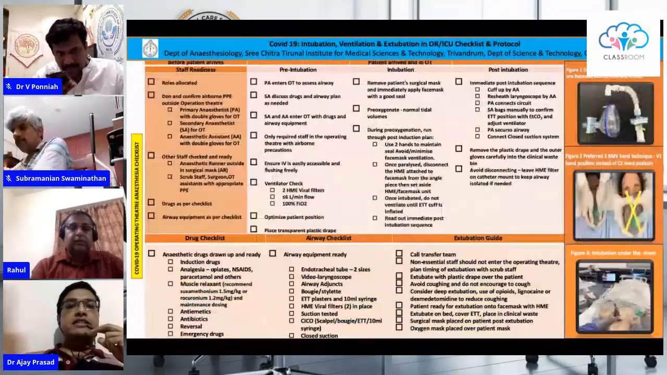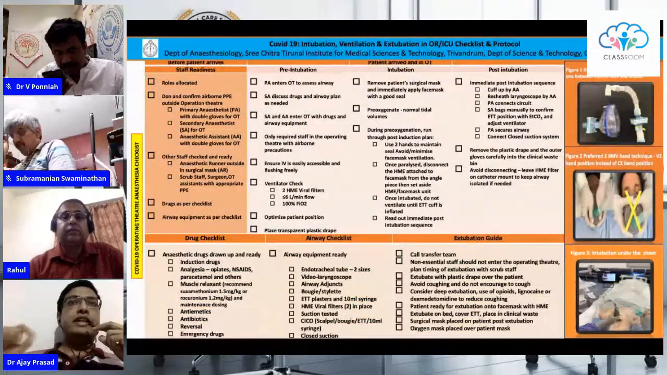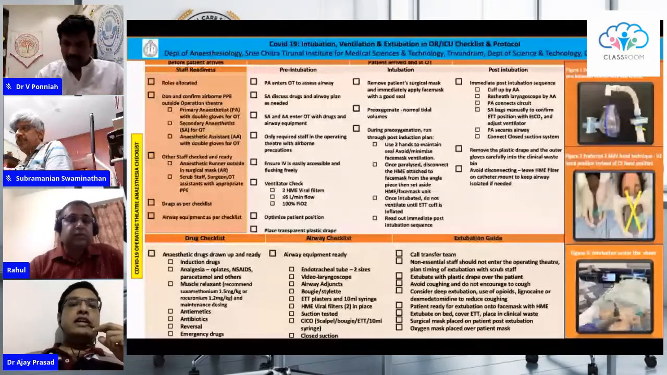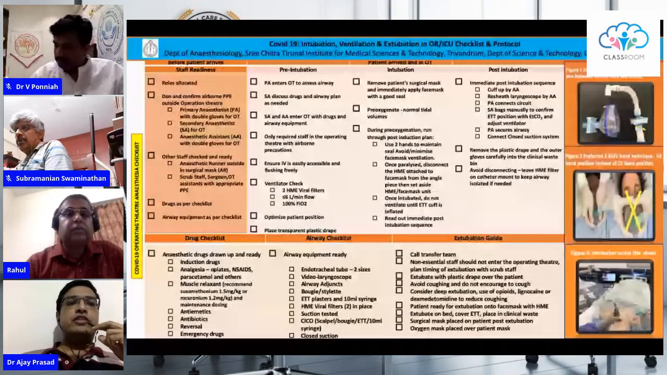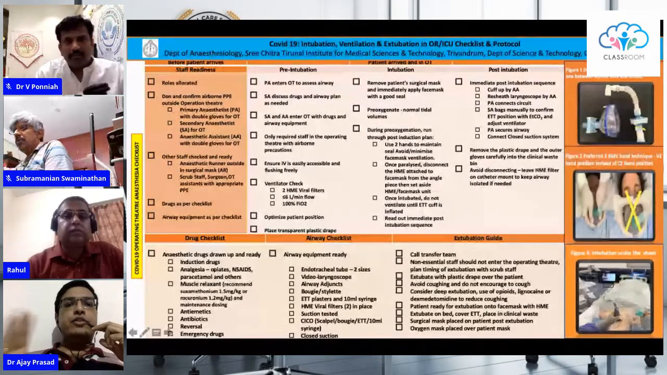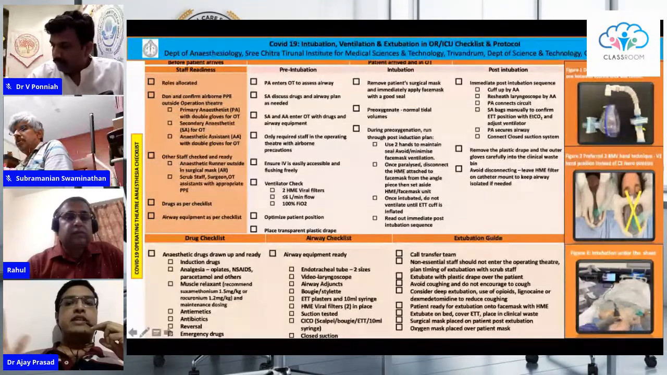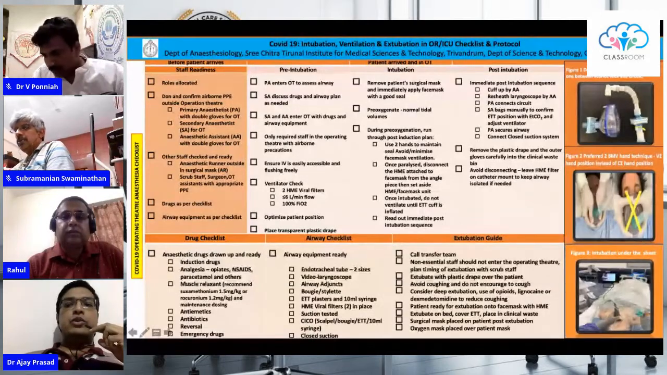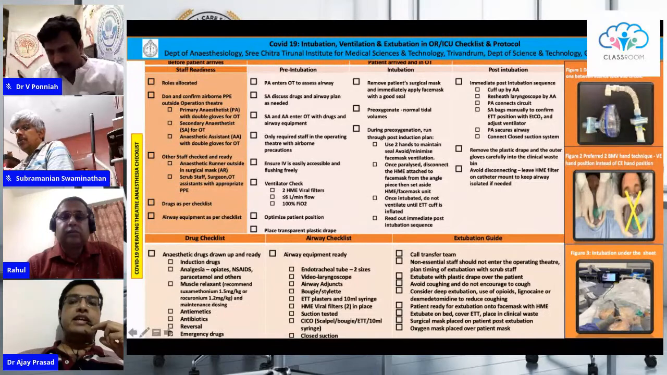And this is a checklist we have developed so that the team does not miss any point when they are doing the case. What should be ready before the patient arrives, what is the pre-intubation checklist, what is the intubation and post-intubation, as well as the airway drug checklist and the extubation guide, and how to connect the HME filter and where to detach the mask and how it goes around.